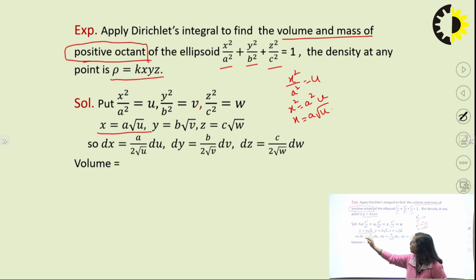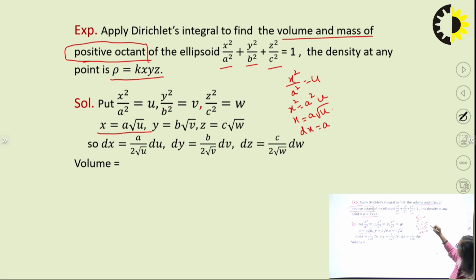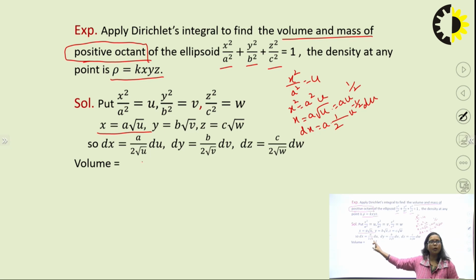So what is dx? This is a into u to the power half. If I take its differential, this is a into 1 by 2 into u to the power minus half into du. And with this u to the power minus half, it can be written in the form a by 2 under root u into du. This is the value. Similarly, we get dy equal to b by 2 under root v into dv, and dz is equal to c by 2 under root w into dw. This is the value. Clear?